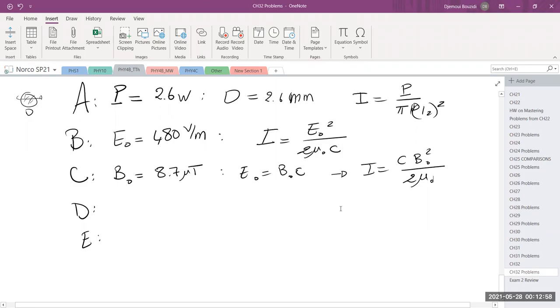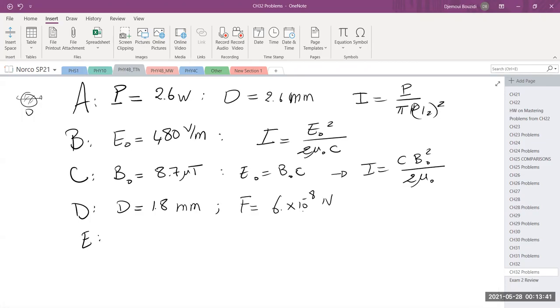Part D, laser D, they give me the diameter D, and the diameter D, they said, is 1.8 millimeter. Okay, that's one thing, that's not enough. And they gave me also the force on a totally reflecting surface. They said the force is 6 times 10 to the negative 8 newton. Please note the sig figs. There are two sig figs everywhere in all of this data. I was about to write 6 but that's basically what they are writing. So it's 6.0. That means I have two sig figs in here.